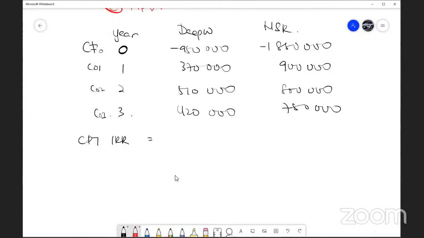All right. So for deep water fishing, you would get 17.07%. For the submarine ride, you get 16.03%. So from IRR, you see that deep water will be better. Next, it's to count incremental IRR.